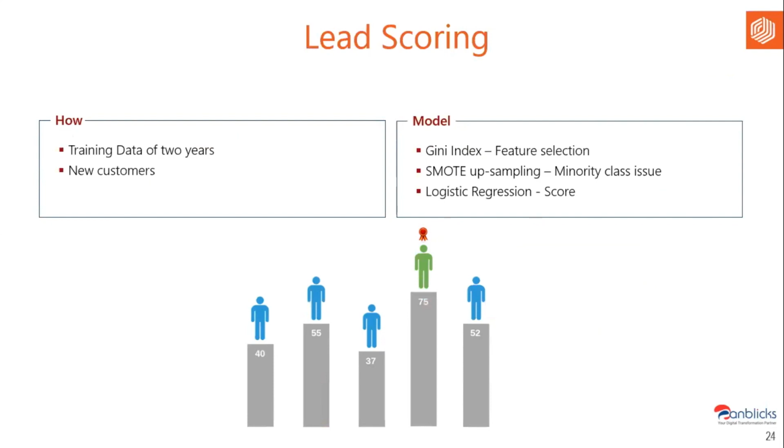And we have scored each and every lead on a scale of 0 to 100 and categorized them as high, mid, or low priority, or ABC. We have used logistic regression for classification. We obviously had a class imbalance issue because the lead conversion rate was very low, and we have used smoothing to boost up the minority class. We had a lot of features in the system, so we have used Gini index for feature selection and selected the top n number of features, which explain 80% of the variance in the data. So let's take a look at the process.